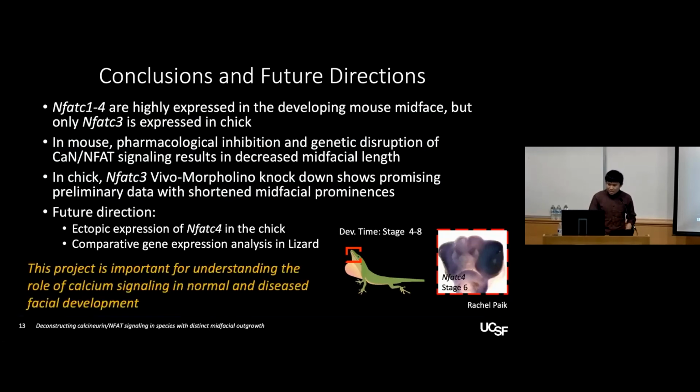In the end, the project is really important for understanding how calcium functions during normal and diseased facial development, including conditions such as Down syndrome. And maybe one day we'll understand what exactly makes a chicken look so different from Leonardo DiCaprio.